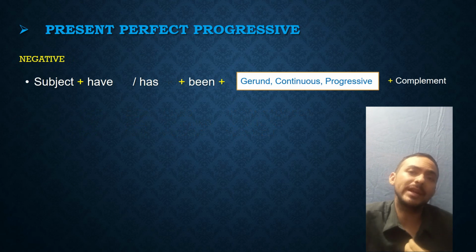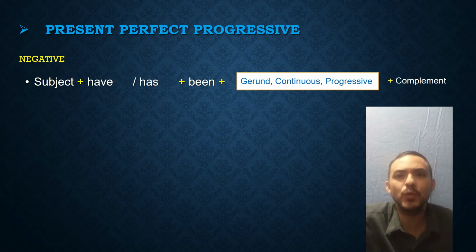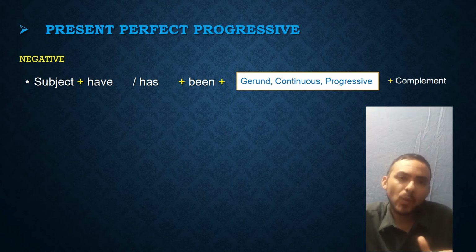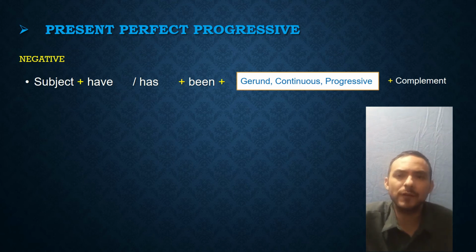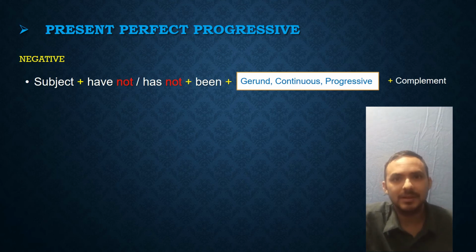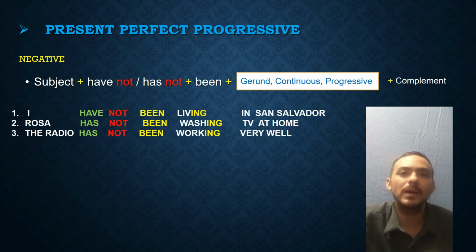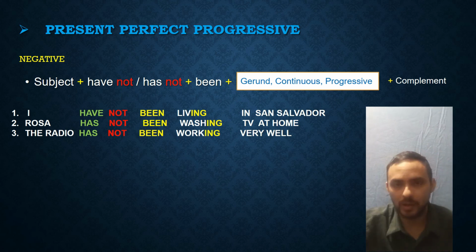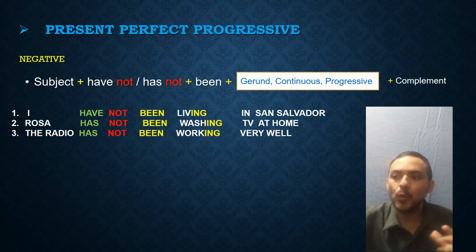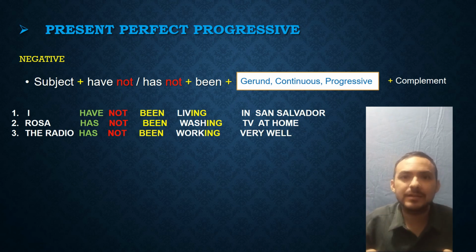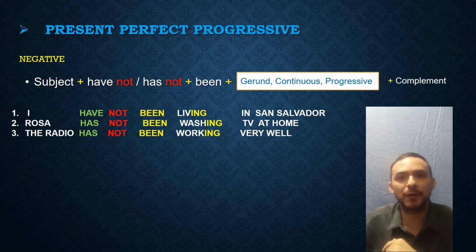For the negative form, it's the same as the present perfect, since we are only going to add the particle not. And in the same way, it's applied to its contracted form. Let's look at the sample. I have not been living in San Salvador. Rosa hasn't been watching TV at home. The radio has not been working very well. Look, we just add the particle not, like in the present perfect.